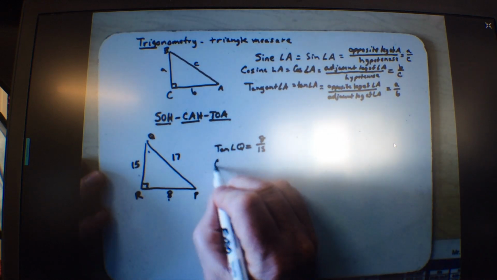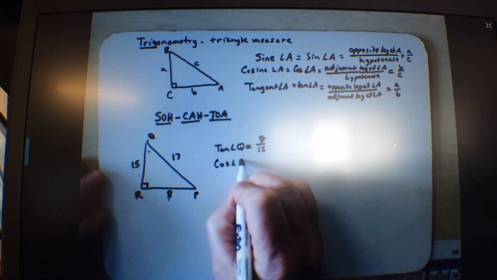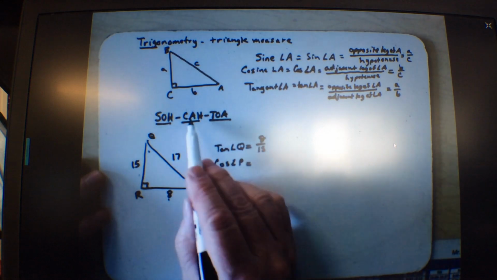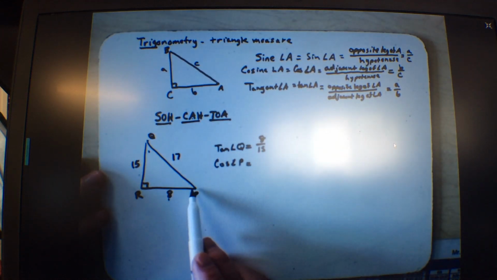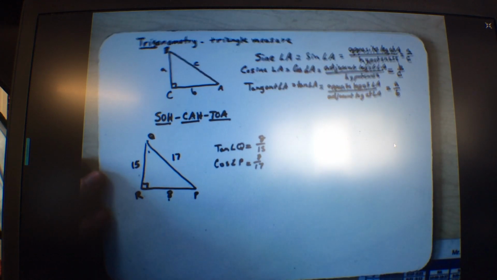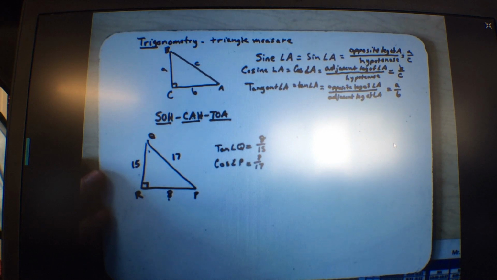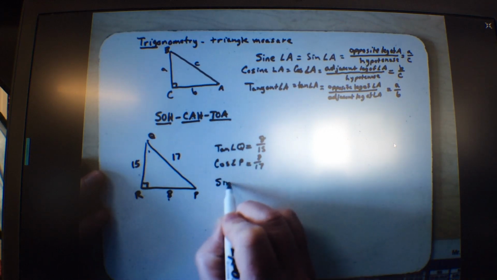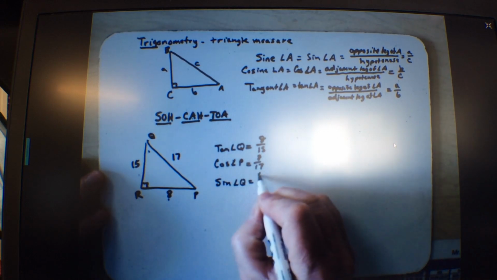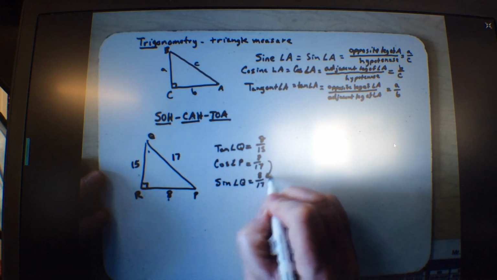So if I say the cosine of angle P, what would be the cosine of angle P? Well, cosine is adjacent over hypotenuse. Here's angle P, 8 over 17. You understand? So we'll do one more. The sine of angle Q. What is it? It is also 8 over 17. Notice these two are the same.